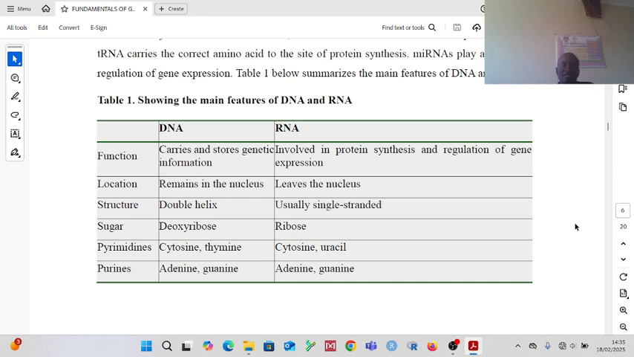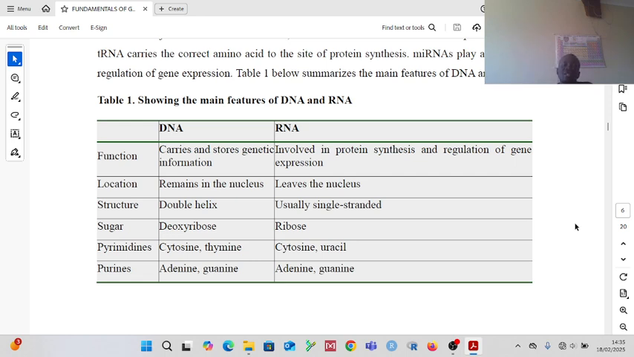DNA that is found outside the nucleus. In plants, you find DNA in the chloroplast. We call it chloroplast DNA. In animals, you find DNA in the mitochondria. We call it the mitochondrial DNA. So in terms of location, DNA is largely found in the nucleus. But RNA leaves the nucleus. Upon formation of the messenger RNA, it will leave the nucleus.